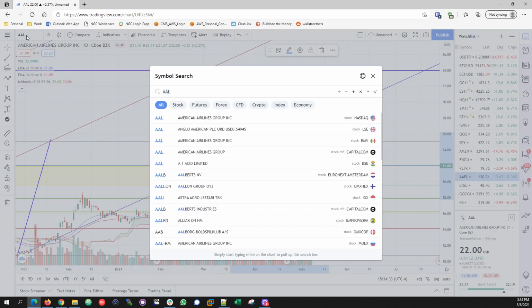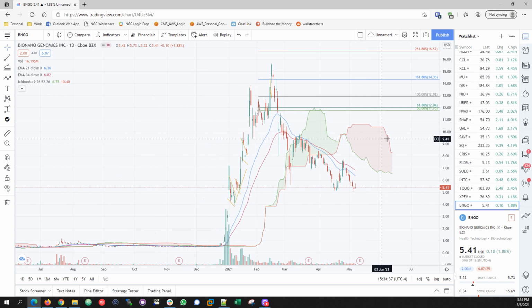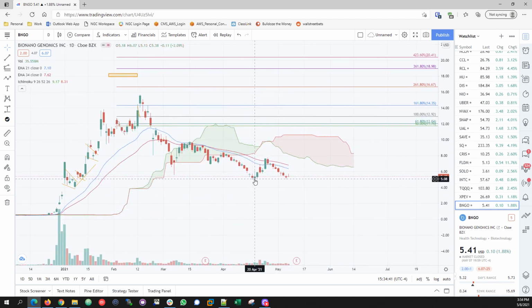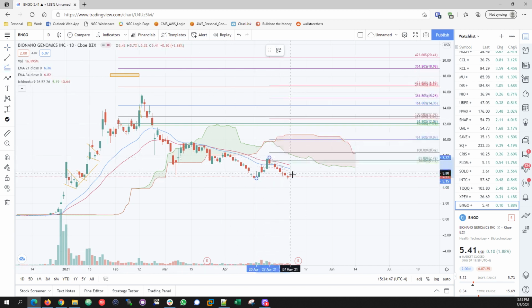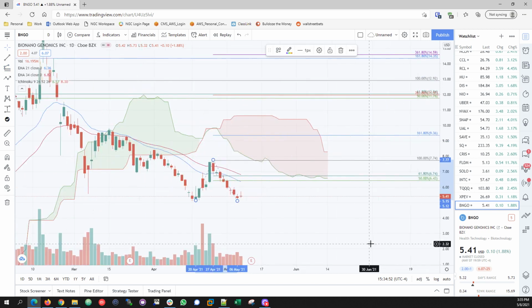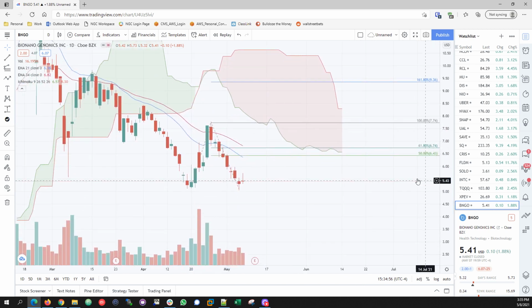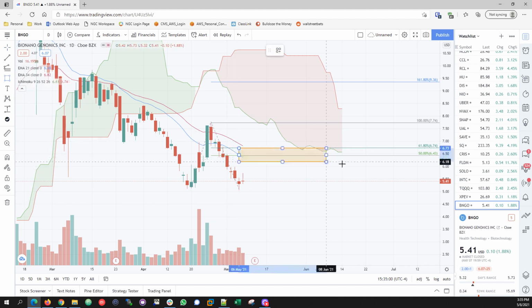Next up is BNGO. Let's take a look at BNGO. We could potentially play a double bottom here, and if that's the case, I can draw an extension very quickly. Looking at levels of 6.43 to 6.74. So this level should be your target.